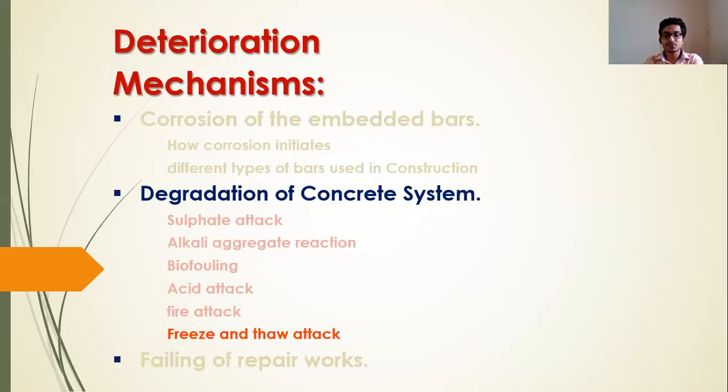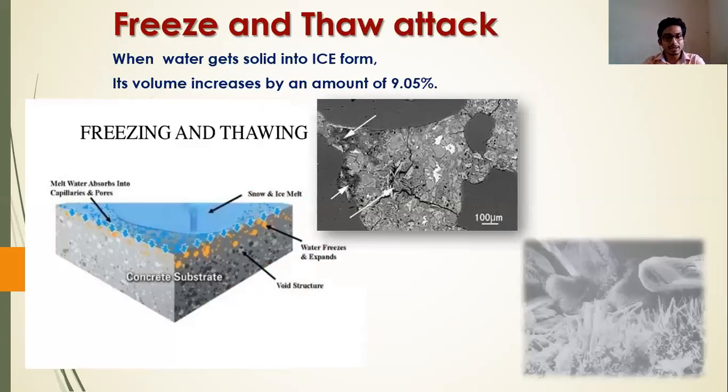So the next one is freeze and thaw attack. In freeze and thaw attack, I found some of the materials very informative to understand, so I'm going through it very lightly. Freeze and thaw attack occurs when we do construction in some polar region, or where the temperature is quite low.